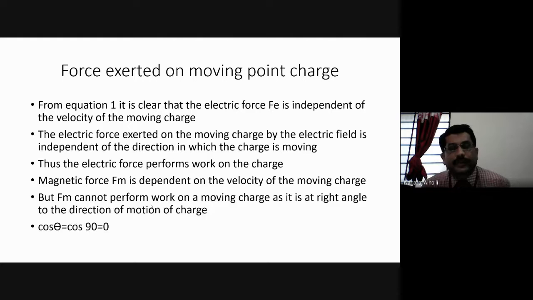It's a comparison between electrostatics and electromagnetics. I'm just comparing one to one, right? What are the various points under electrostatics and what are the various points under electromagnetics?